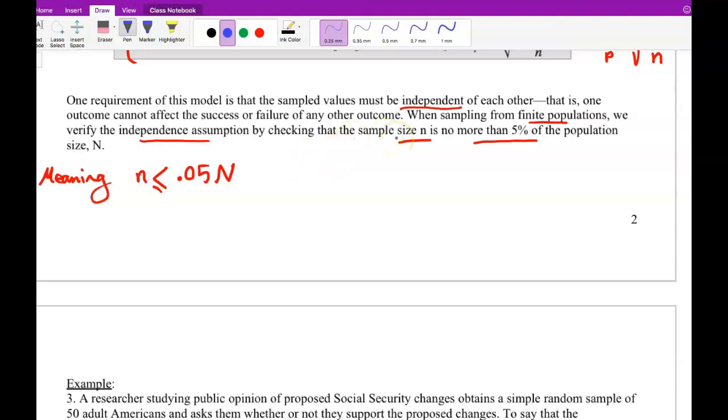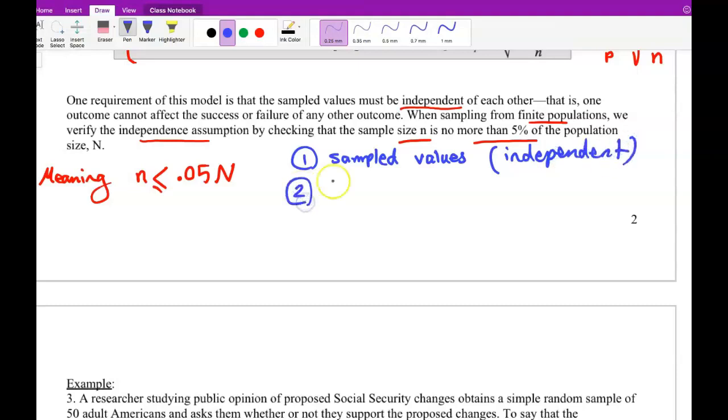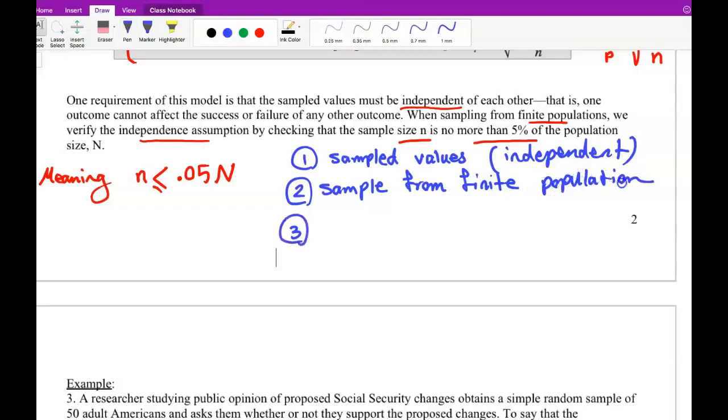Okay, so I'm just summarizing here. The first one was that the sample values must be independent. Then the sample is from a finite population. And this part is based on part two.